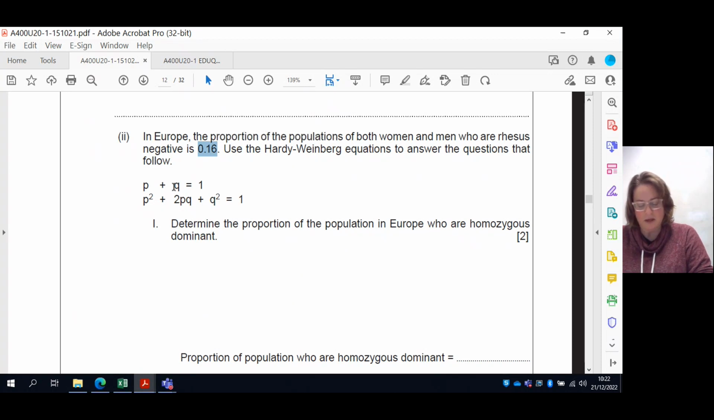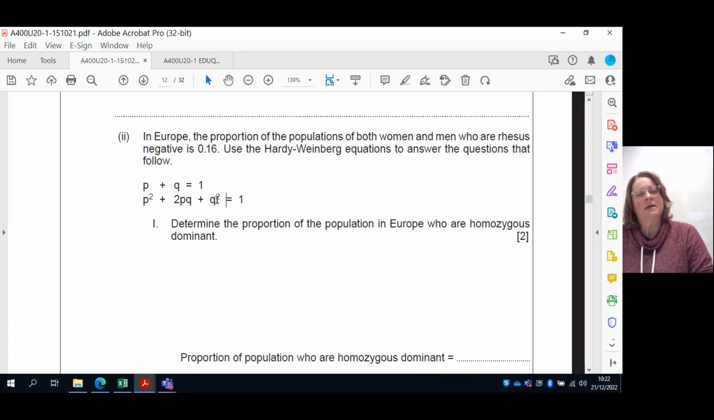So that is our q squared. Okay, that is our 0.16. That is what we know as the ones who are rhesus negative. Going through the equation and thinking through, hold on a second, all those together have to be 1 minus 0.16. And your q together plus your p together would give you 1.